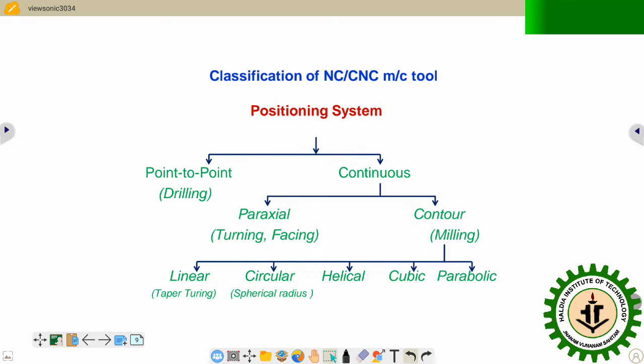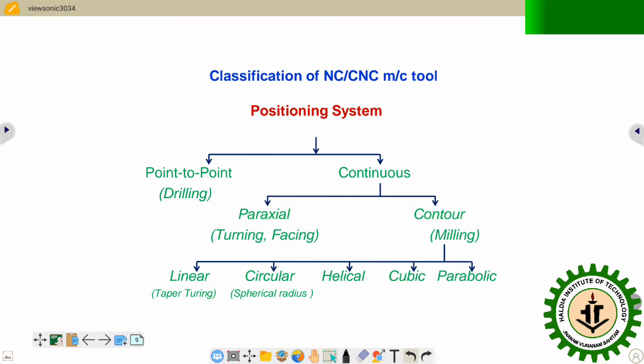So the majority of our jobs apparently look complex, but fundamentally they consist of fundamental geometrical entities like point, straight line, and circle. That is why linear and circular interpolations are implemented, and systems are designed in such a way that these two interpolation algorithms can be executed. Clear? Now, other higher order interpolations are helical, cubic, parabolic.